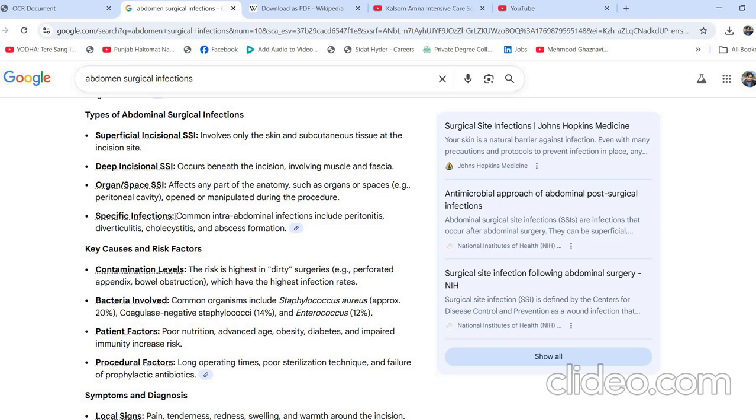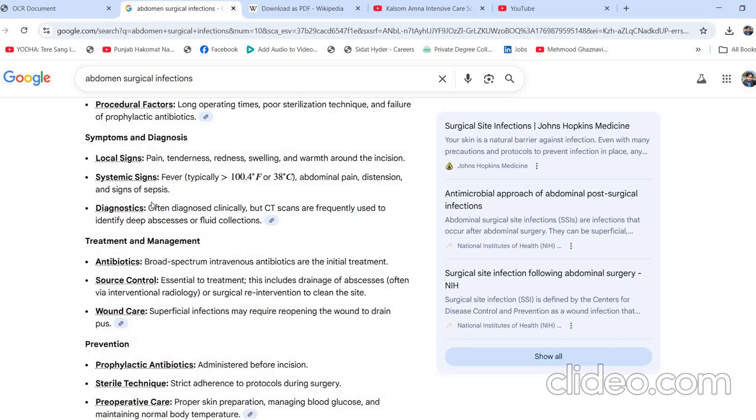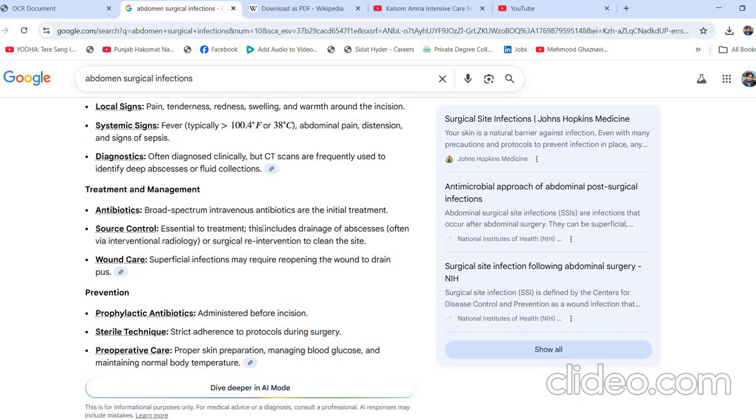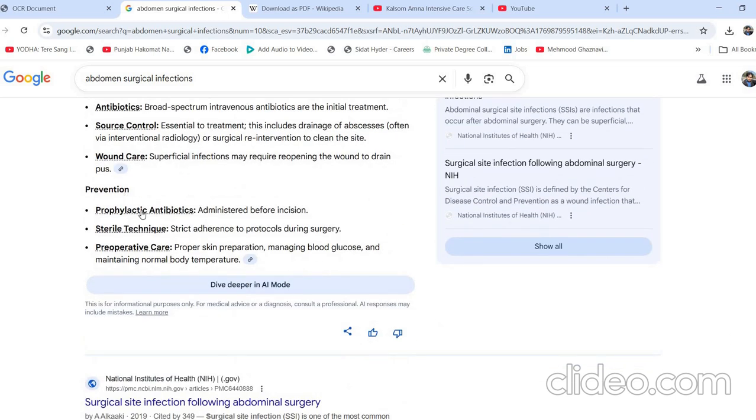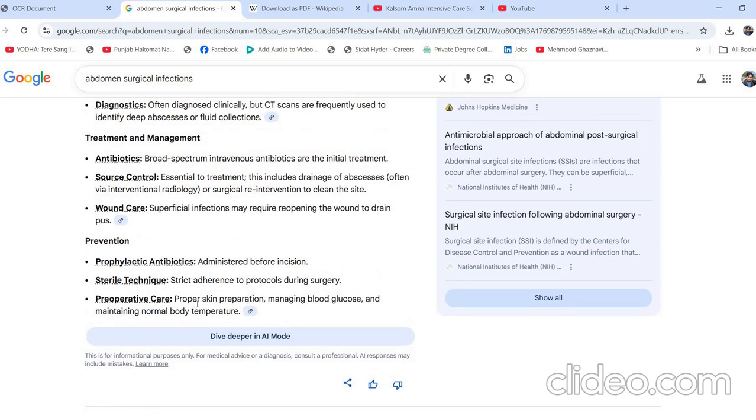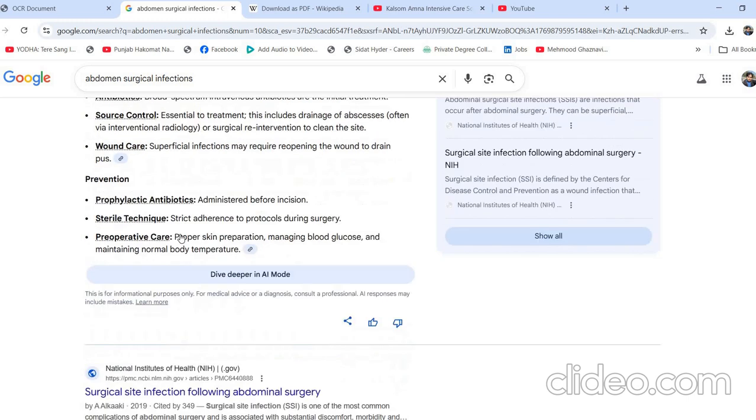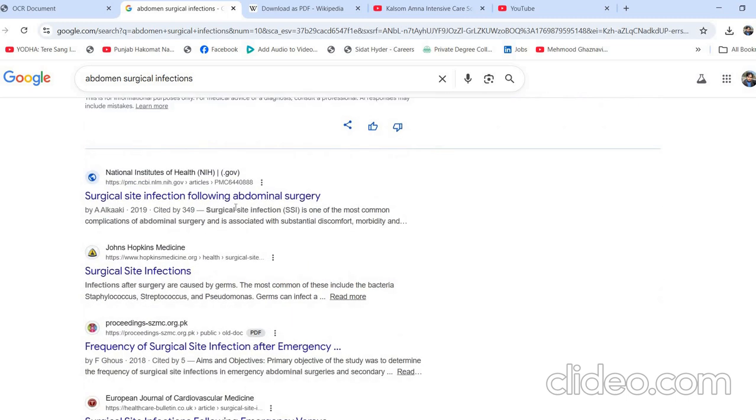Specific infections and treatments include antibiotics, drainage of the abscess, that is also known as pus, and surgery or re-intervention to clean the wound site. Care and prevention include antibiotics, sterile technique, sterilization of the equipment used in the surgery, pre-operative care, proper skin preparation, managing blood glucose, maintaining normal body temperature, and surgical site infection following abdominal surgery.